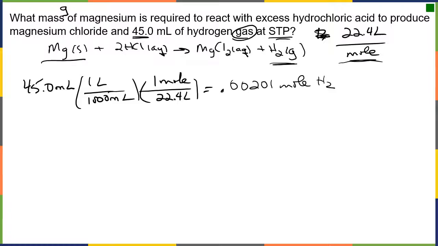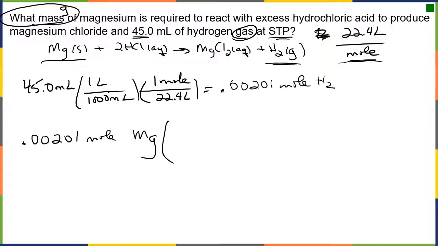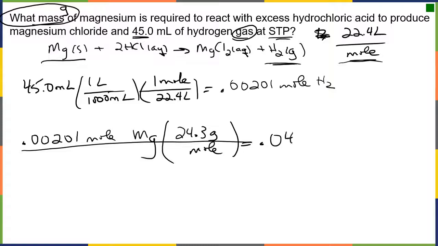Our equation is 1-to-1, so we're going to have 0.00201 mole of magnesium, and now we have to finish the problem. Because magnesium is a solid, we're going to ask for grams. We're going to get the molar mass. The molar mass of magnesium is 24.3 grams per mole. If I multiply this through, we are going to need 0.0488 grams of magnesium to make 45 mL of hydrogen at STP.